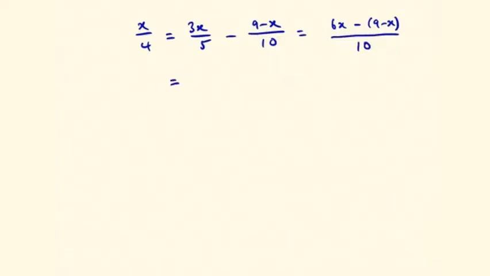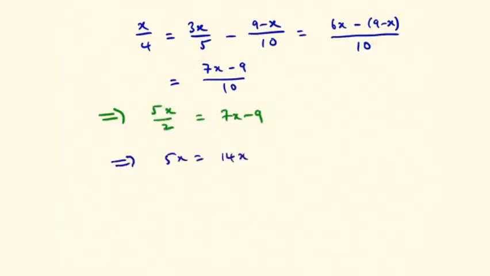And then the numerator simplifies to 7x minus 9. And then we multiply both sides by 10. We can simplify the left-hand side a little bit. And then multiply both sides by 2. Add 18 to both sides. Subtract 5x from both sides, and we get 18 is equal to 9x. Divide through by 9, and then put x first, and we get x is equal to 2.